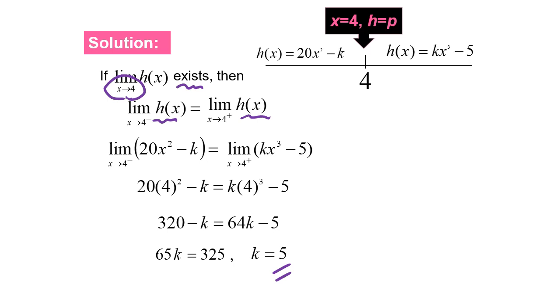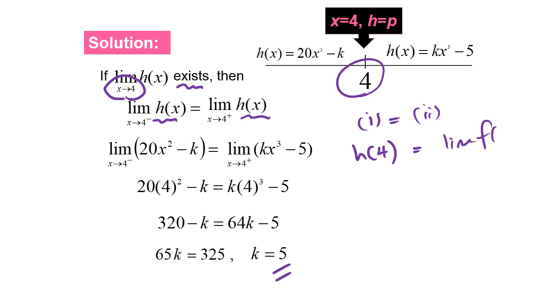Next, the question asks you, hence find the value of p such that the function is continuous at x equal to 4. Means that condition 1 and condition 2 are the same. The value for these two conditions is equal. So what is f(1)? Sorry, not f, but h, the function here is h. So h(4) should be equal to the limit of h(x) as x approaches 4.